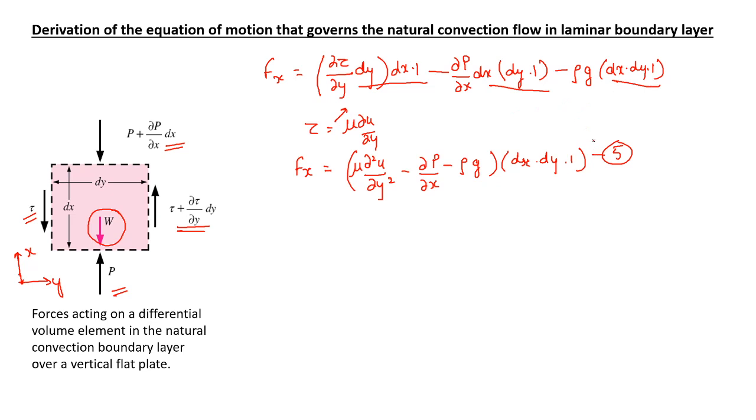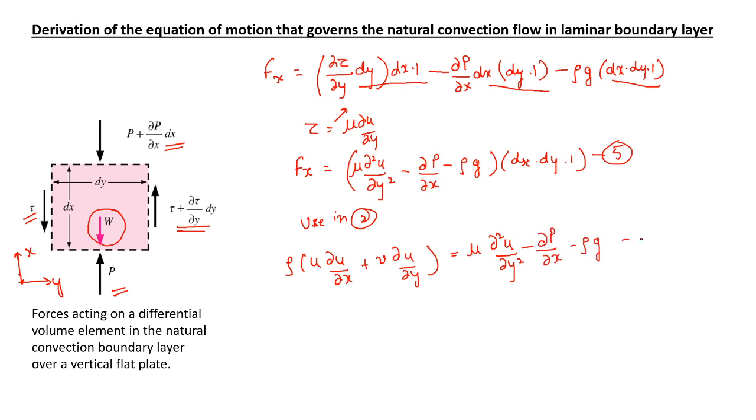Now use equations number 3, 4 and 5 in equation number 2. Rearranging, on the left-hand side we have u del u by del x plus v del u over del y, which is equal to mu times del square u by del y square, minus del p over del x, minus rho g. Let's say this is equation number 6.